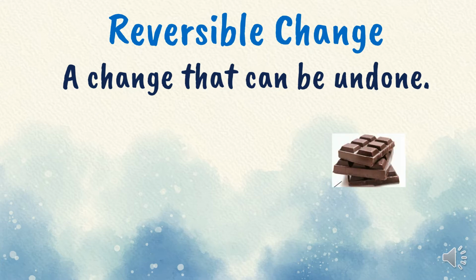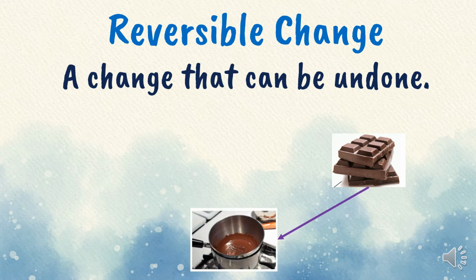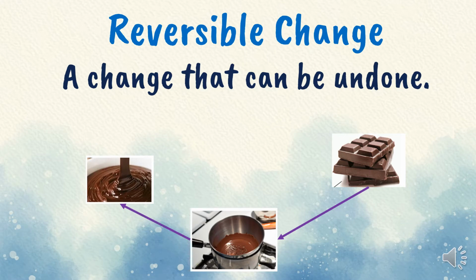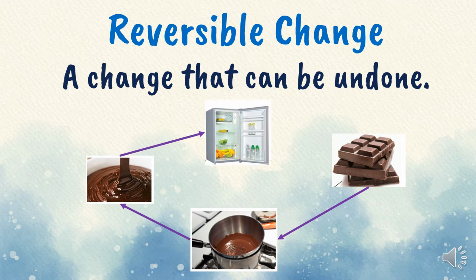Here is an example. We have here chocolate bars. It is in solid state. And if we want to change its state, we are going to apply heat to it. Now, if it is put into a hot pan, it will melt and will turn into a liquid. And if we want to turn it back to being solid, we are going to put it inside a fridge or a freezer. And after a few hours, if you take it out, it will be solid again. That is a reversible change. It means you can put it back to the way it was before.